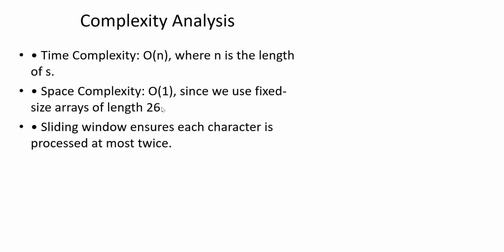We are specified in the question that we are using lowercase letters, so the time complexity of building the hash map of frequency count with these letters would be big O of 26, because 26 is a constant, so that would again be equivalent to big O of 1. And the sliding window ensures each character is processed at most twice. That's why I said initially that we had a time complexity of big O of 2n.